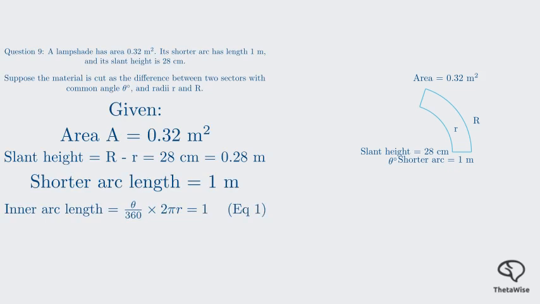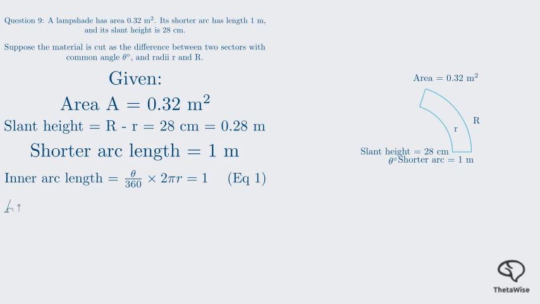Next, let's use the given area. The lampshade's area is the area of the larger sector minus the area of the smaller sector. The larger sector has radius capital R, which is r plus 0.28.